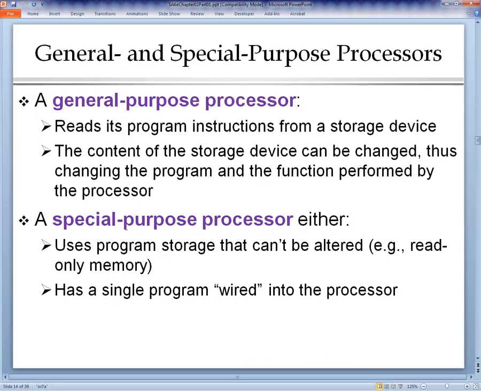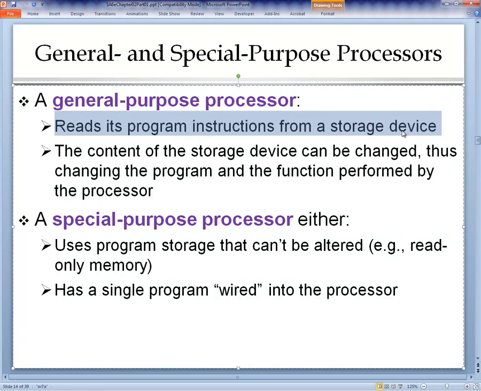All right, let's come back to this concept of a general purpose processor versus a special purpose processor. We needed to at least get somewhat of a handle on what a program is before we could distinguish between these two. What makes a general purpose processor a general purpose processor? Well, the most important thing is that it reads its program instructions from a storage device and that the contents of that storage device can be changed.